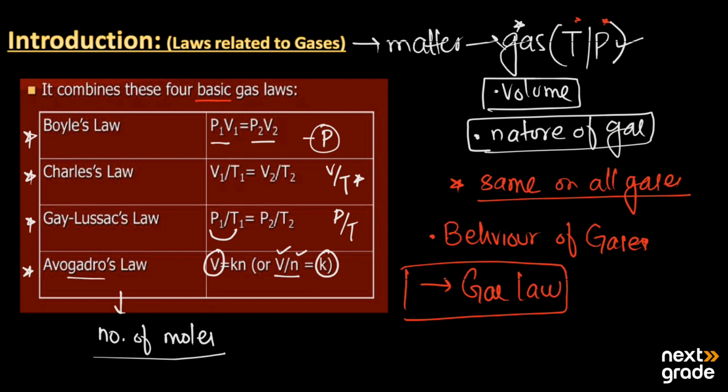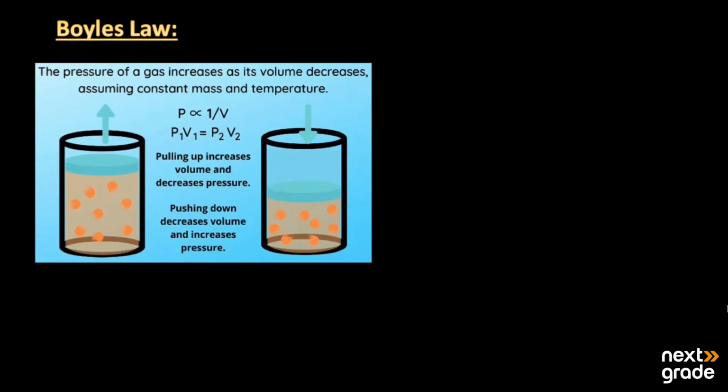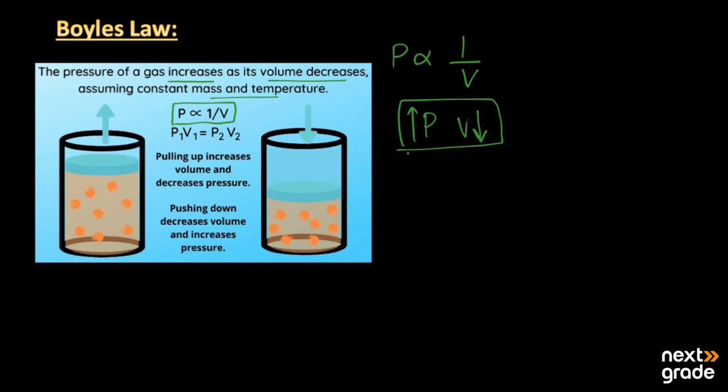Let's have a look at the first law, Boyle's law. Boyle's law simply states that the pressure of a gas increases as its volume decreases, assuming constant mass and temperature. In this law, we are going to change the pressure. Pressure is inversely proportional to the volume. How is it inversely proportional? Because when we increase the pressure, the volume decreases. This is the main effect of pressure on the volume of the gas.